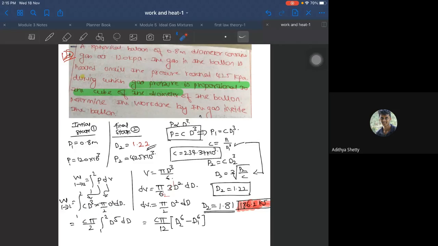So d to the power of 5, not 3 into 6, Aditya. a to the power of m into a to the power of n is a to the power of m plus n. Okay, so d cube into d square is d to the power of 5.